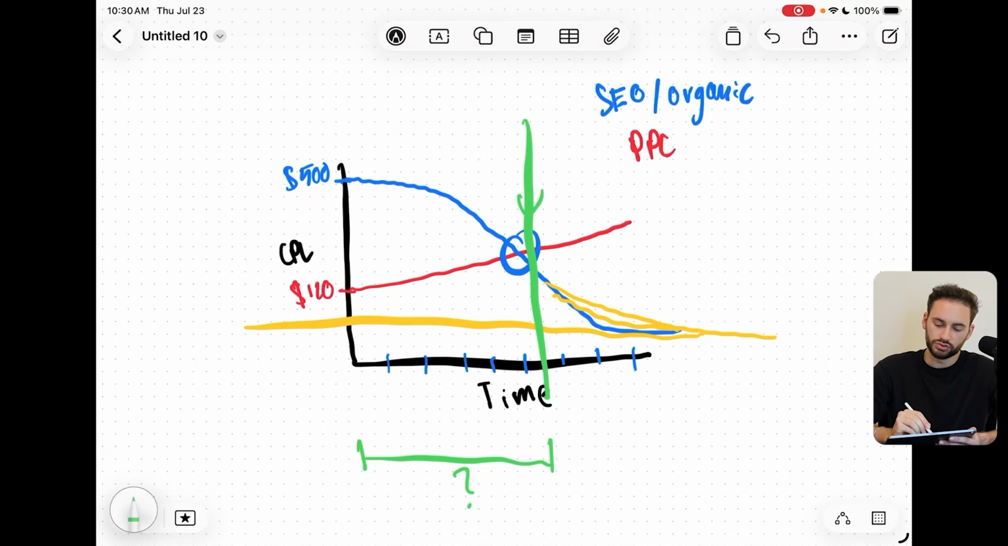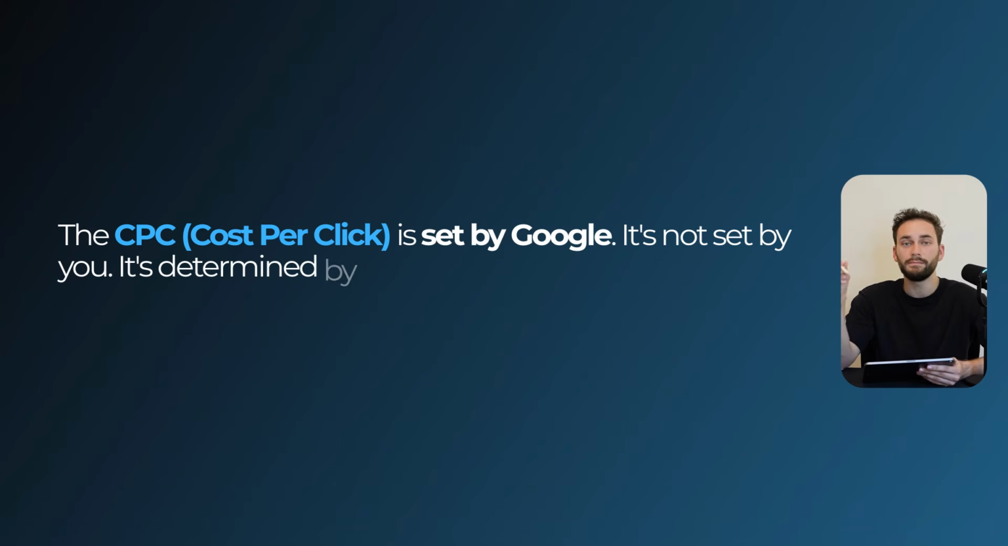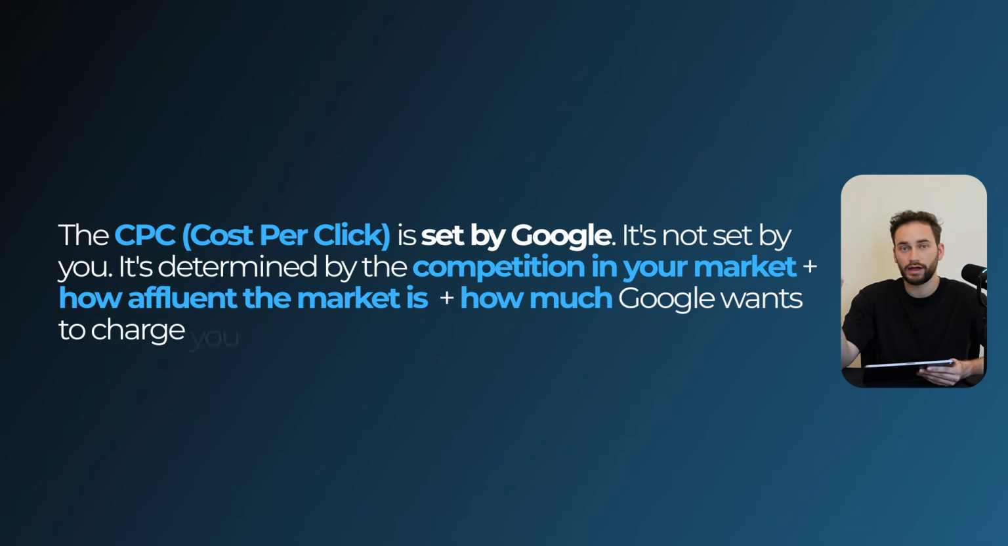But this trend shows you why paid search will always go up. Because I'm not sure if I touched on this earlier. The second point and the second reason why paid search goes up is the cost per click by Google, the CPC, is set by Google. It's not set by you. It's set by the competition in your market, plus how affluent the market is and how much Google wants to charge you per click. You do not have any influence over that.